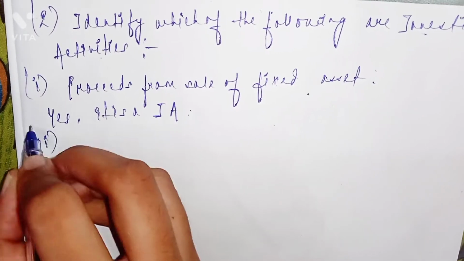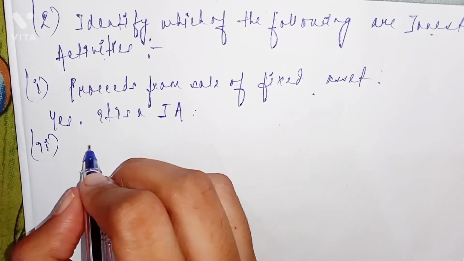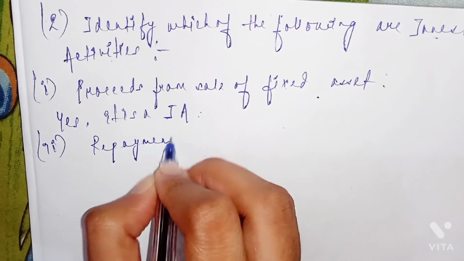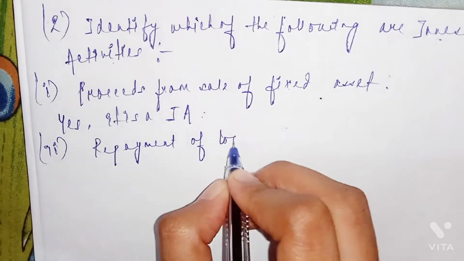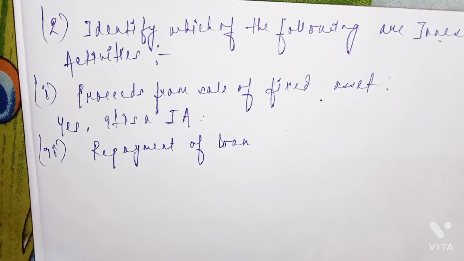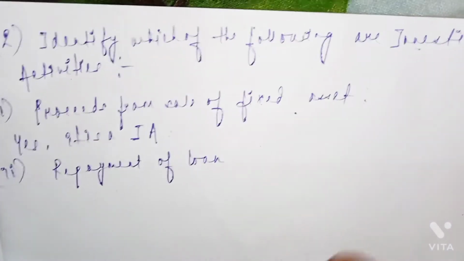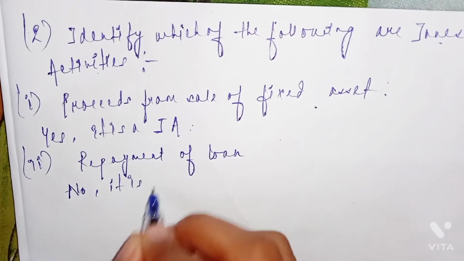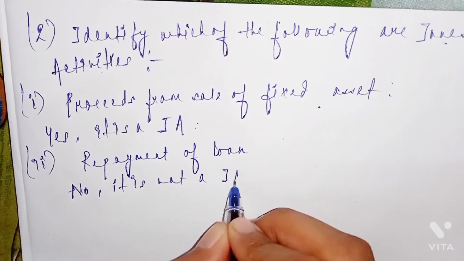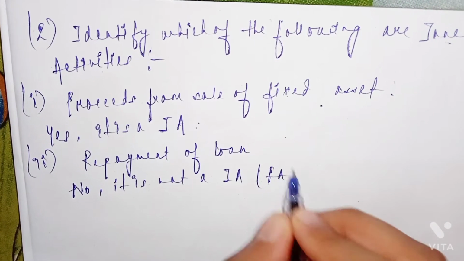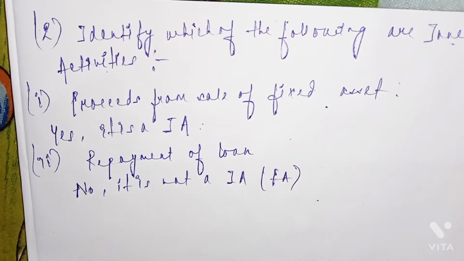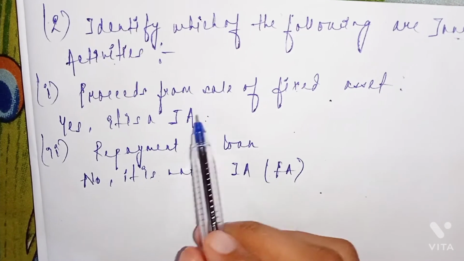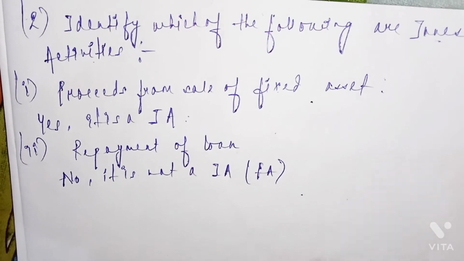Number 2, repayment of loan. Here we have done earlier that the repayment of loan is not an operating activity and not an investing activity, it's a financing activity. So the answer is a simple no, it is not an investing activity, rather it's a financing activity. For my convenience, I'm writing here IA, FA or OA, but you better write operating activity, investing activity and financing activity.